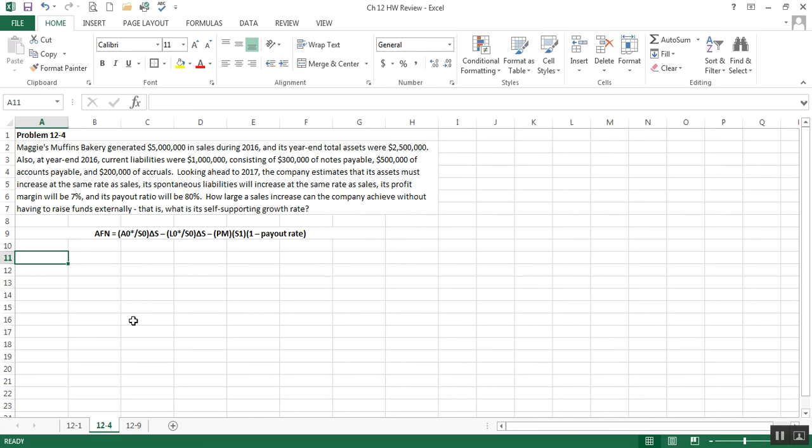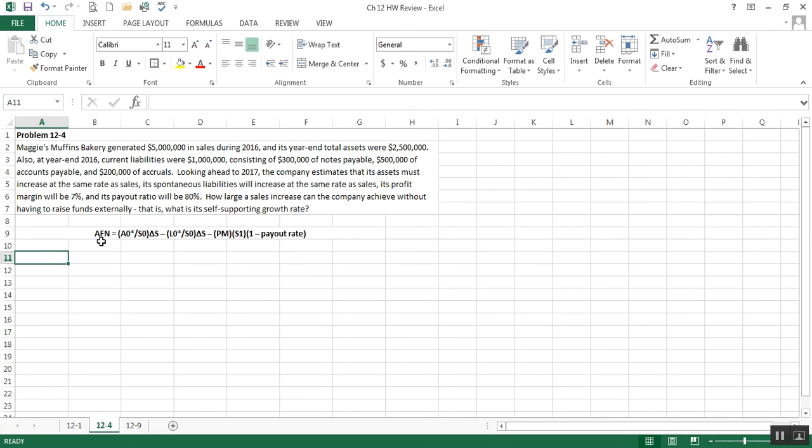Looking ahead to 2017, the company estimates that its assets must increase at the same rate as sales, its spontaneous liabilities would increase at the same rate as sales, its profit margin would be 7%, and its payout ratio will be 80%. How large a sales increase can the company achieve without having to raise funds externally? That is, what is its self-supporting growth rate? So how do we solve for that?